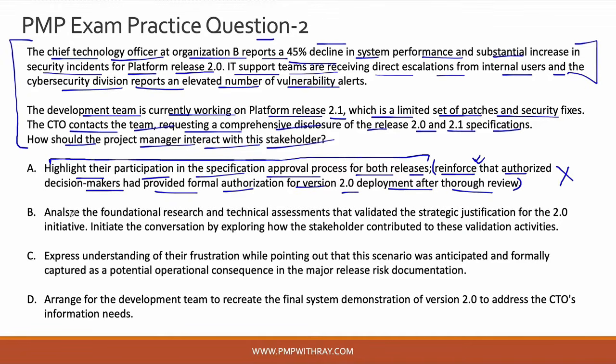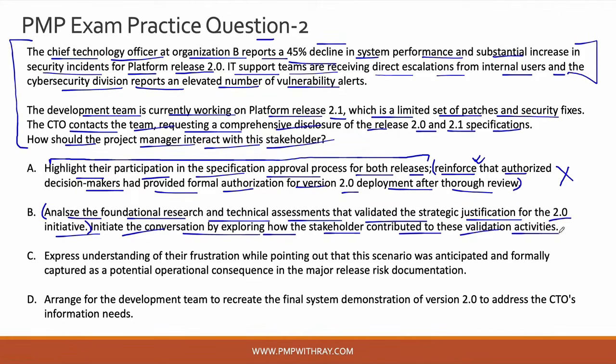Let's look at option B. Analyze the foundational research and technical assessments that validated the strategic justification for the 2.0 initiative. Okay, that is also some kind of digging or data mining you can do for root causing the problem that is being faced by version 2.0 at the moment. Initiate the conversation by exploring how the stakeholder contributed to these validation activities. Probably you can do it. It's not the best option, but let's see if there are any further options which are better than this.